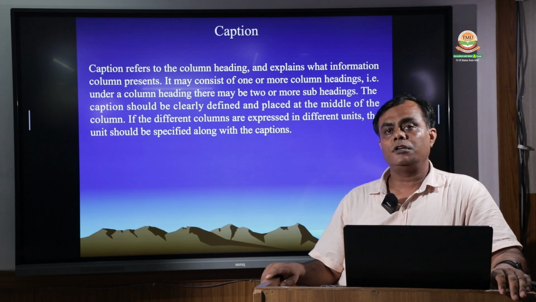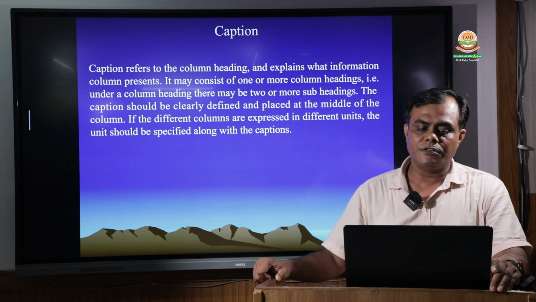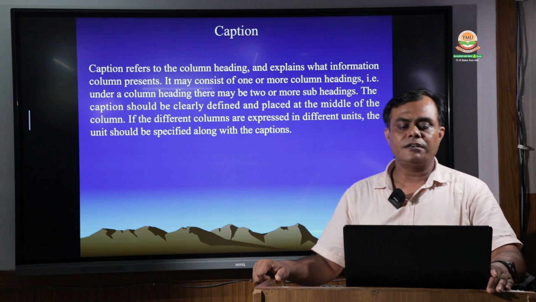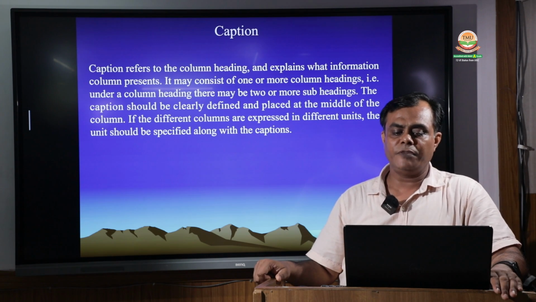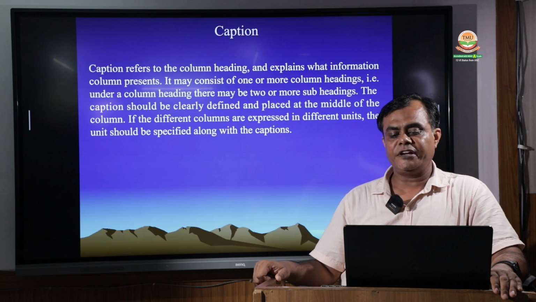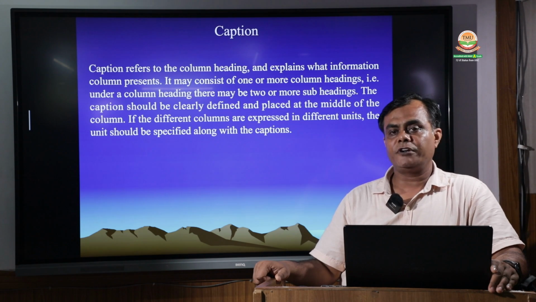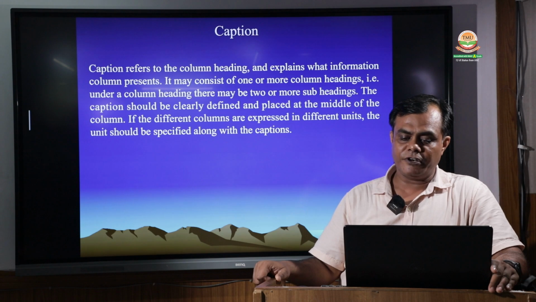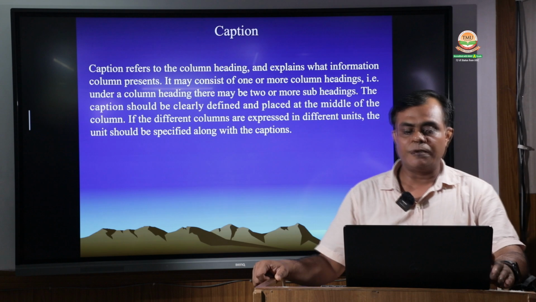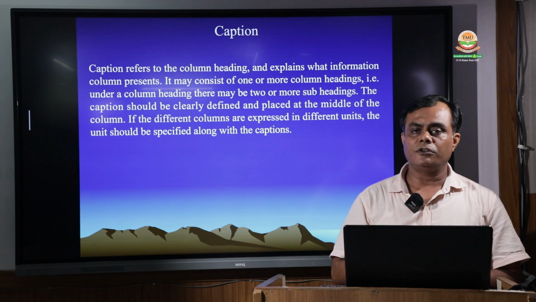Caption refers to the column heading and the explanation of what information the column presents. It may consist of one or more column headings, and under a column heading there may be two or more subheadings. The captions should be clearly defined and placed at the middle of the column. If the different columns are expressed in different units, the unit should be specified along with the caption. So caption also refers to the column heading and explains the information the column presents.